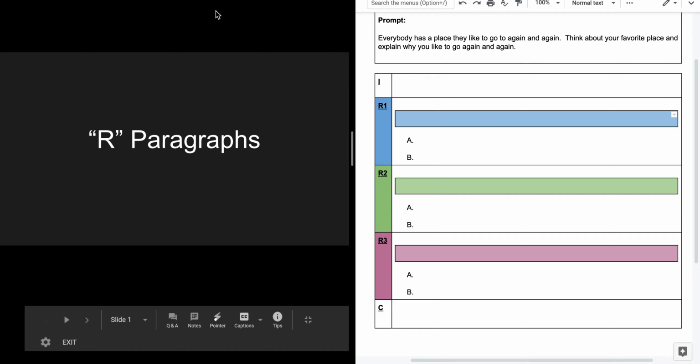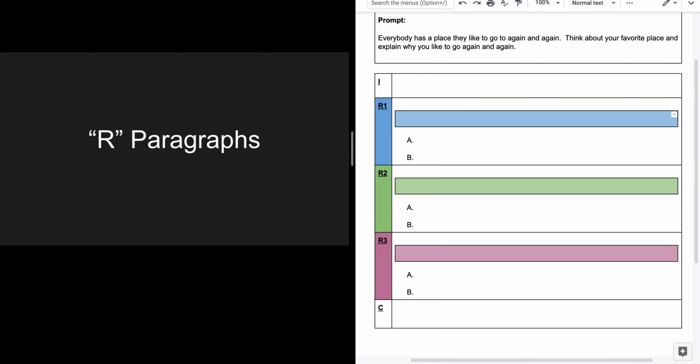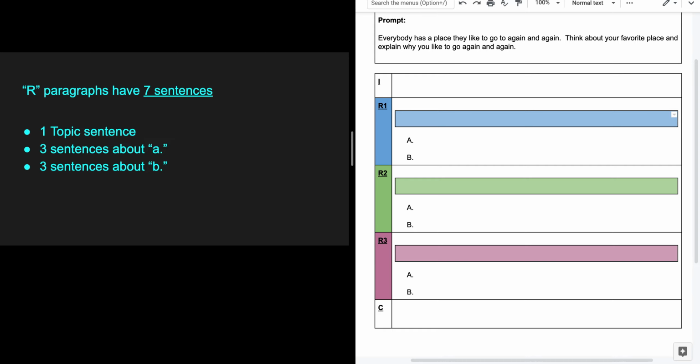Today we're going to be working on our R paragraphs. These are our body paragraphs and they form the bulk of our text. For right now, each of our R paragraphs are going to have 7 sentences. No more, no less. We'll make them a little bit more developed later, but for today, 7 sentences per R paragraph. The first one will be our topic sentence. Then we will write 3 sentences about A and 3 sentences about B.